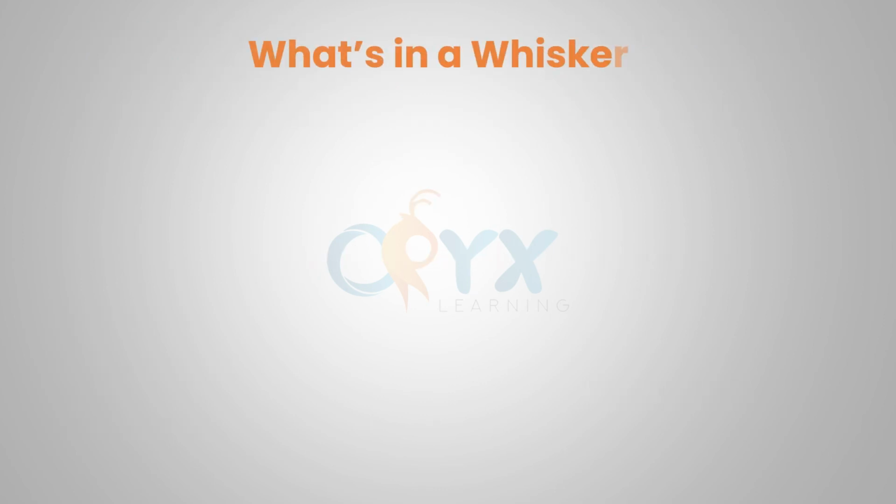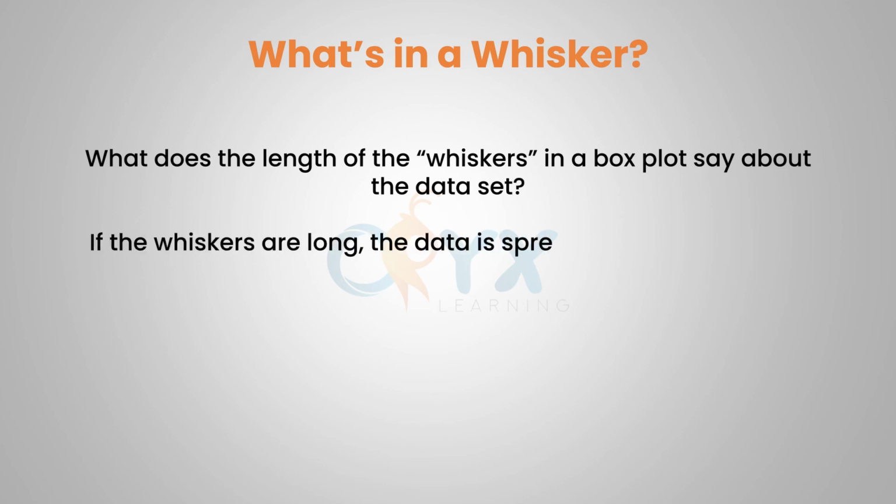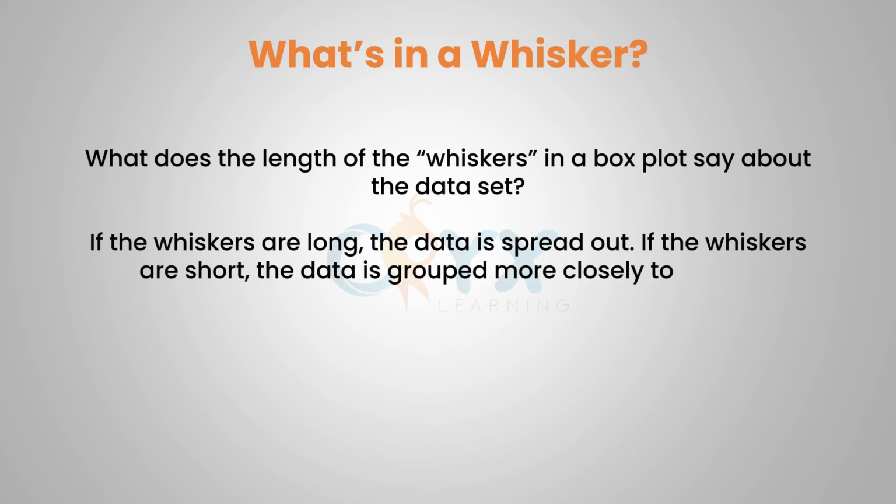Back to our original question. What does the length of the whiskers in a box plot say about the data set? If the whiskers are long, the data is spread out. If the whiskers are short, the data is grouped more closely together.